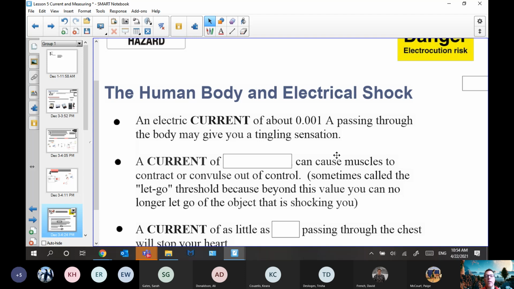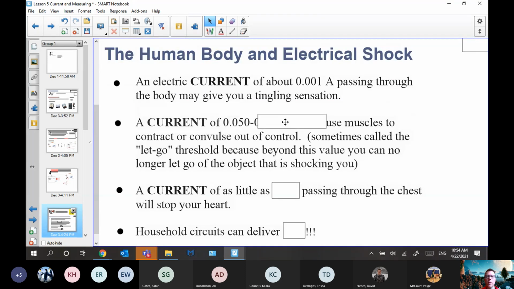Household circuits are designed to carry up to around 20 amps. It only takes 0.001 to feel like a shock where you get startled and you yank your hand back, if you're lucky. If there was a direct current through your body, then of course it's a different scenario, right? And they'll talk about that shortly.